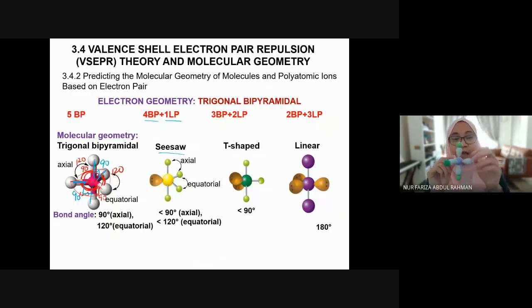Okay, so when it comes to molecular geometry, ignore the lone pair. Please ignore the lone pair, focus on the atoms only. So this is how seesaw looks like. Okay, jongkang-jongket, right?